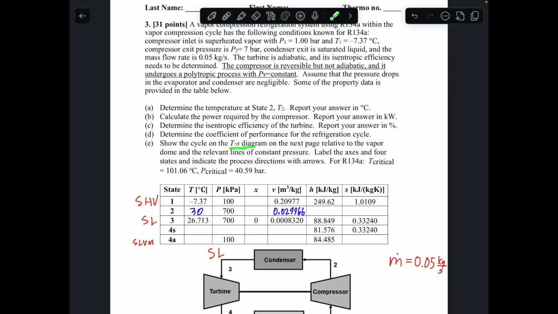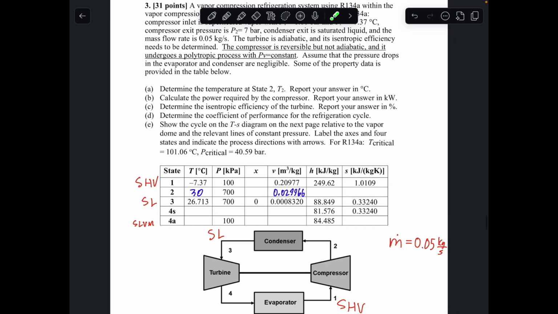So since we're going to be plotting a TS diagram here, we want to have all of the information for temperature and entropy before we start to go to that plot. So we need to fill in these gaps here. We're not worried about state 4s in this case because we're only going to be plotting the actual case, which is state 4a. But here on our chart, we're missing the temperature at 4a, the entropy at 4a, and the entropy at state 2.